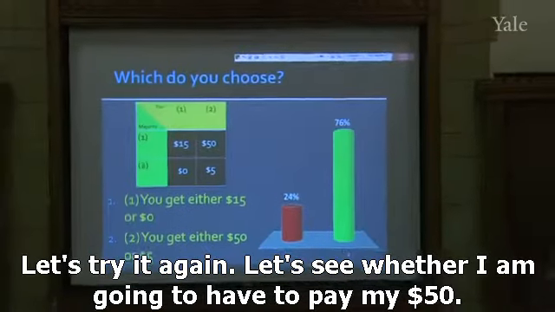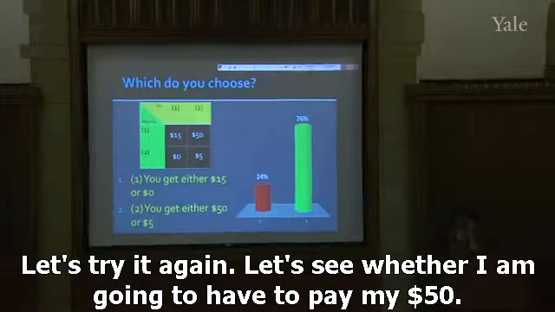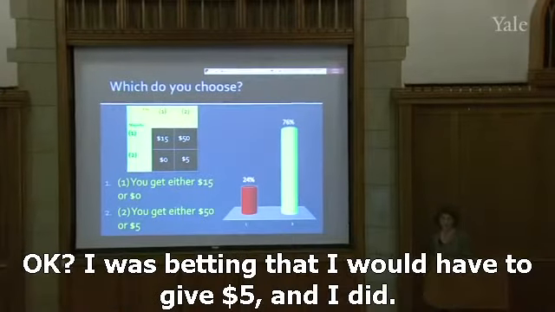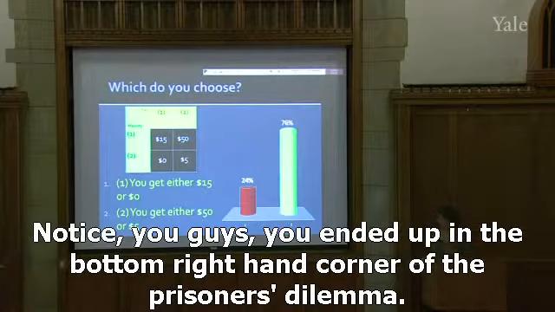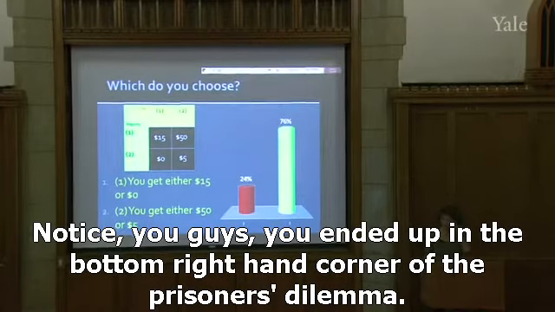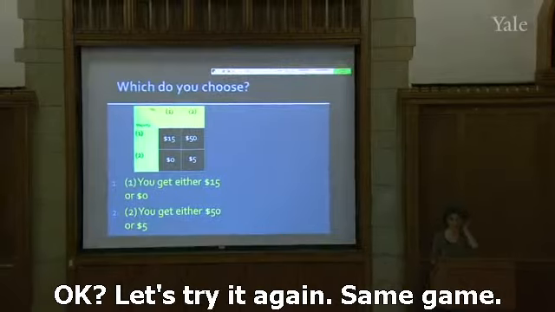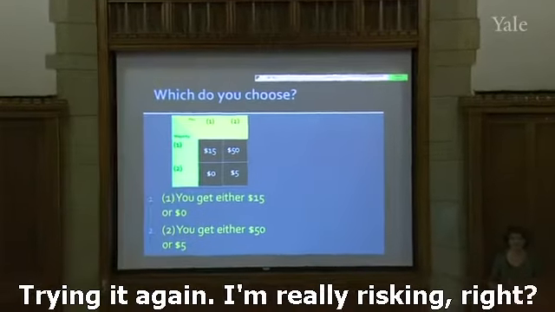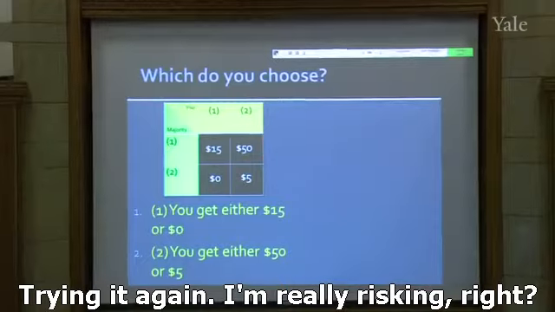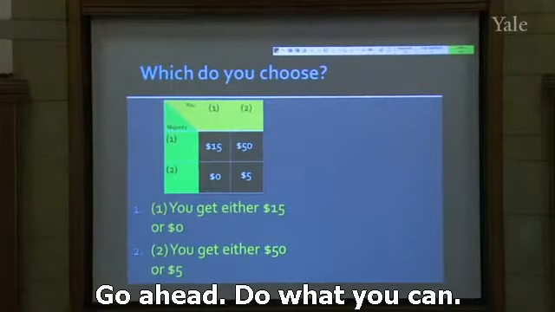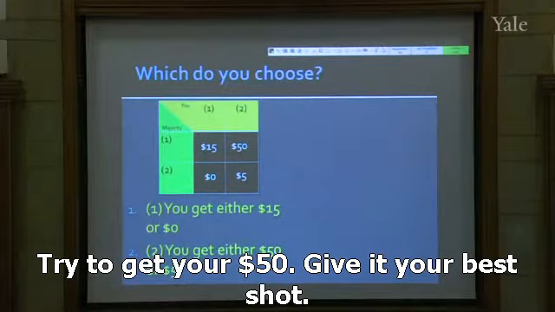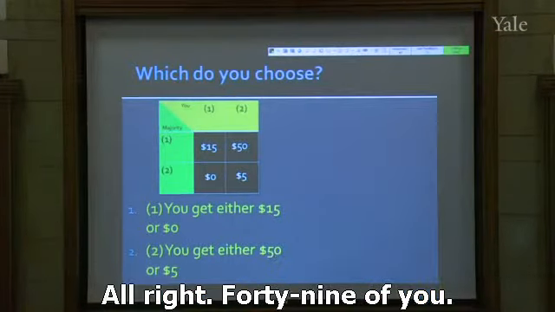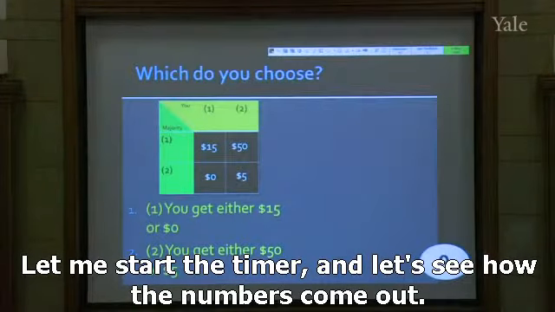Let's try it again. Let's see whether I am going to have to pay my $50, okay? I was betting that I would have to give 5, and I did. Notice, you guys, you ended up in the bottom right-hand corner of the prisoner's dilemma, okay? Let's try it again. Same game. I'm really risking, right? Go ahead, do what you can. Try to get your $50. Give it your best shot. All right, 49 of you, let me start the timer, and let's see how the numbers come out.